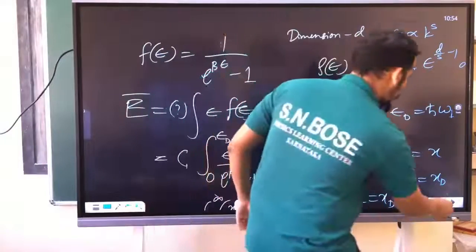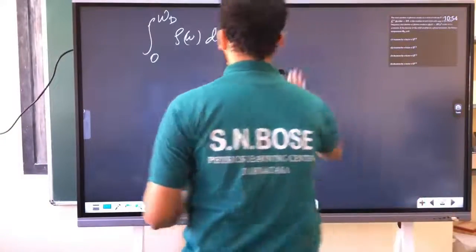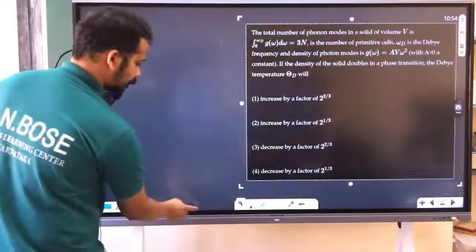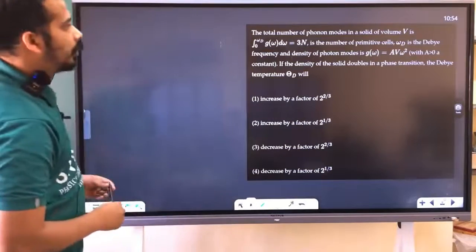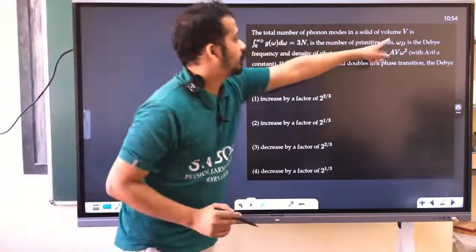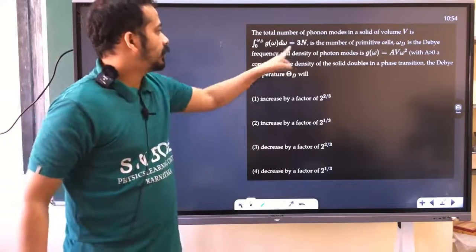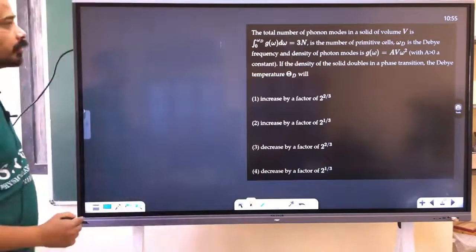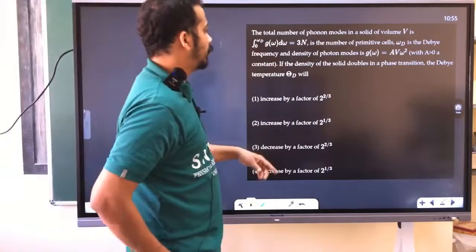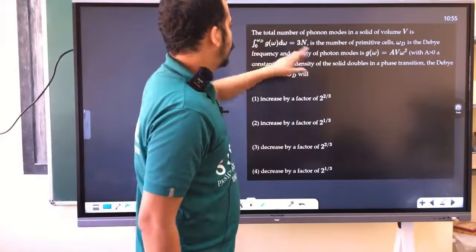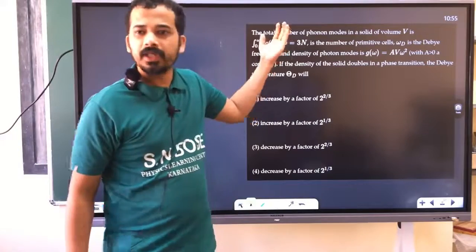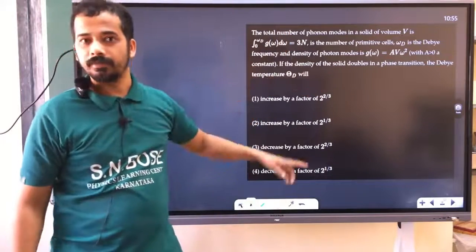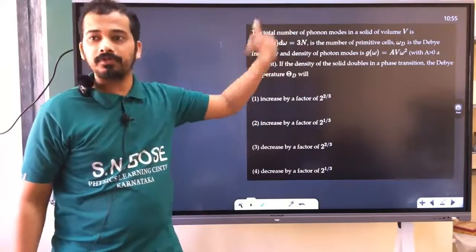Can I go to the problem? Can you see this problem? Total number of phonon modes in a solid of volume V is equal to 3n. That's what I was saying. Total number of modes, they say like this: 0 to omega d, g of omega d omega, is equal to 3n. Usually g of omega they will make per unit volume. I told you yesterday, isn't it? In many textbooks they define it per unit volume.